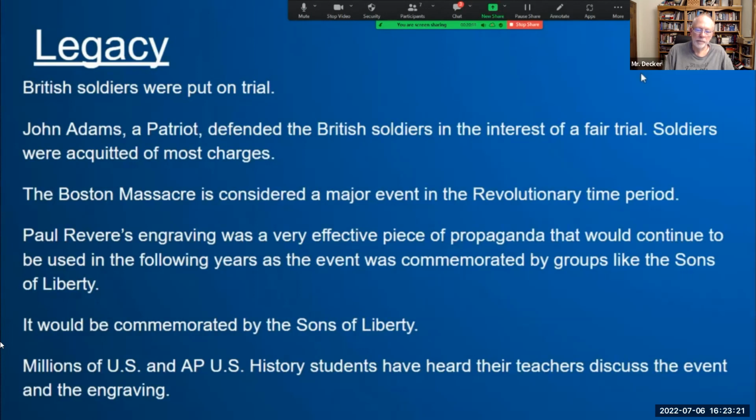Paul Revere's engraving would become a very effective piece of propaganda that would continue to be used in the following years, as the event was commemorated by groups like the Sons of Liberty every year, and millions of U.S. history and AP U.S. history students have listened to their teachers discuss the event in Revere's engraving, helping to make sure this piece of history lives on.